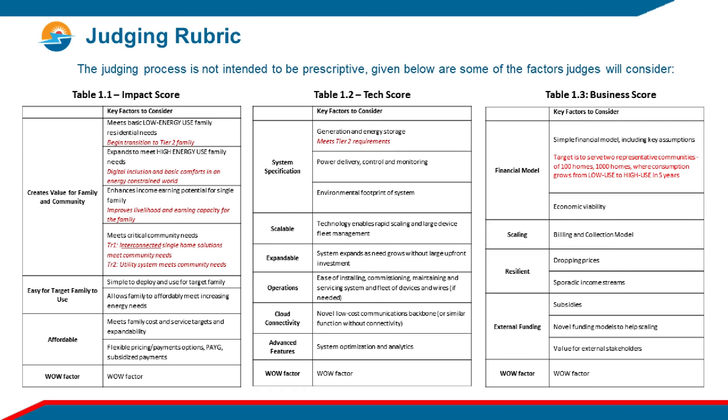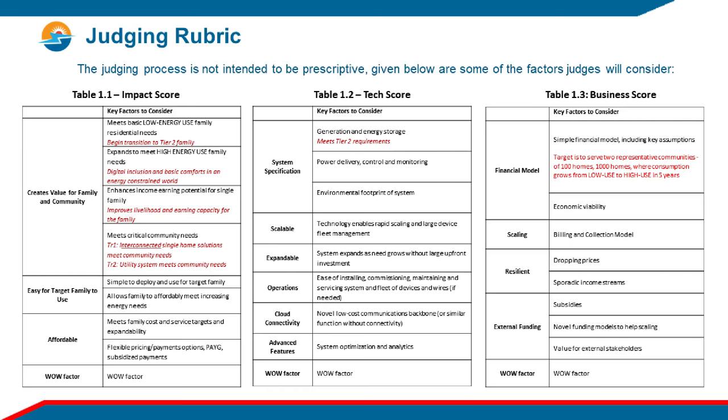On the technology score: generation, storage, power delivery, environmental footprint, and energy access type of things. Is it scalable? Is it expandable? What's the ease of installing, commissioning, maintaining, and servicing the system, especially a fleet of these devices? Cloud connectivity, is that available? Because that could give you a different level of optimization capability. And what other system optimization analytics does it enable? Because that's another level of optimization.